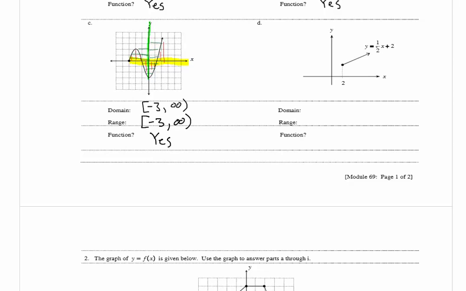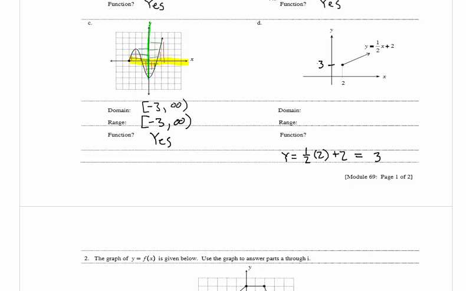In D, they tell us that we have the line y is equal to 1/2 x plus 2. So if we want to know the y value for this x coordinate, we're going to have to plug 2 into our equation. So we have y is equal to 1/2 times 2 plus 2. And 1/2 times 2 is 1, plus 2 is 3. So we have a y value of 3.